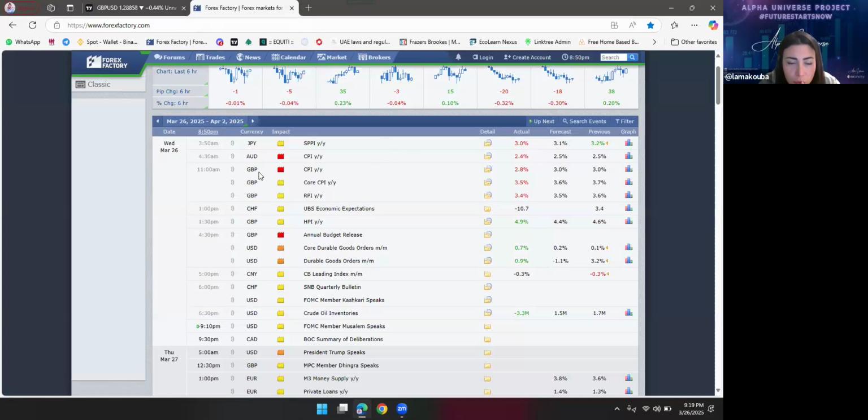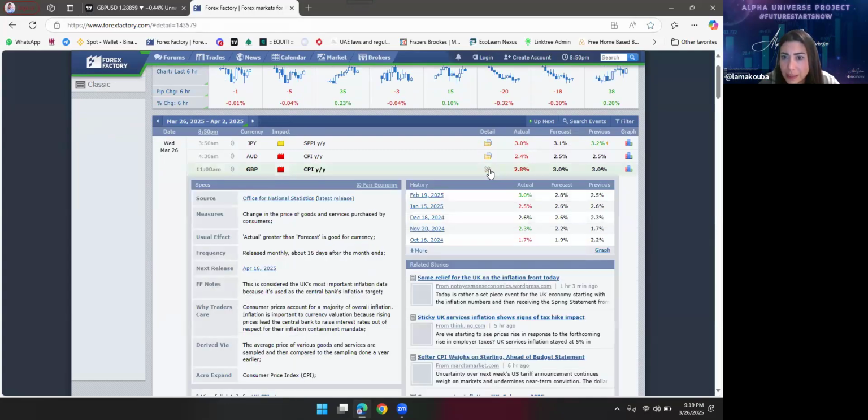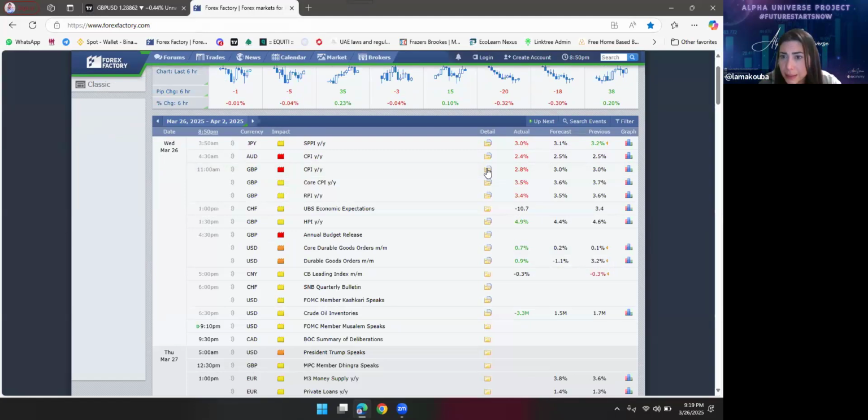By the way, we had the news today on the GBP. We had the CPI news. We don't have to go into details about the news, just understand the basic knowledge about it. We can always click here to read about the news, but if you don't want to go too deep, you can just check here. It's negative or positive. Mainly it's 2.8%.